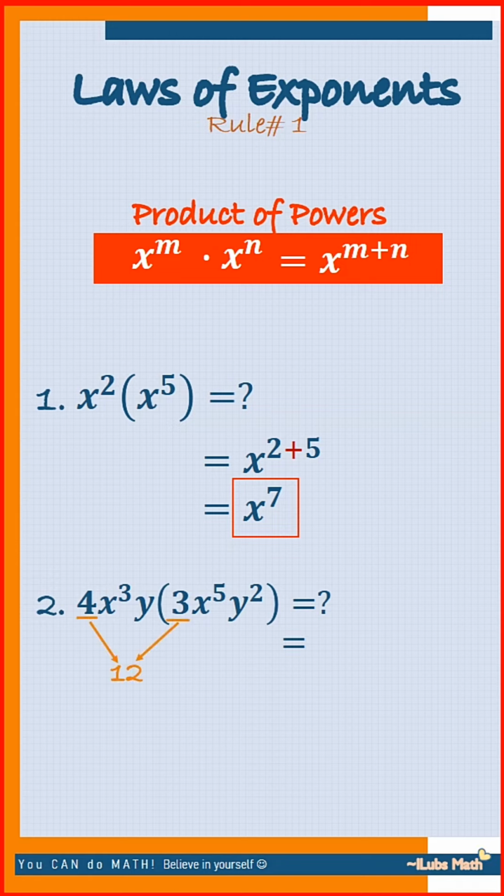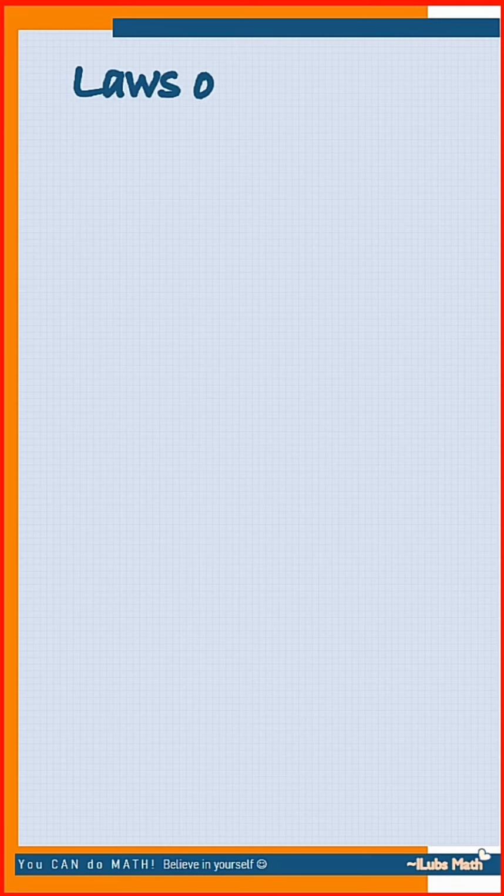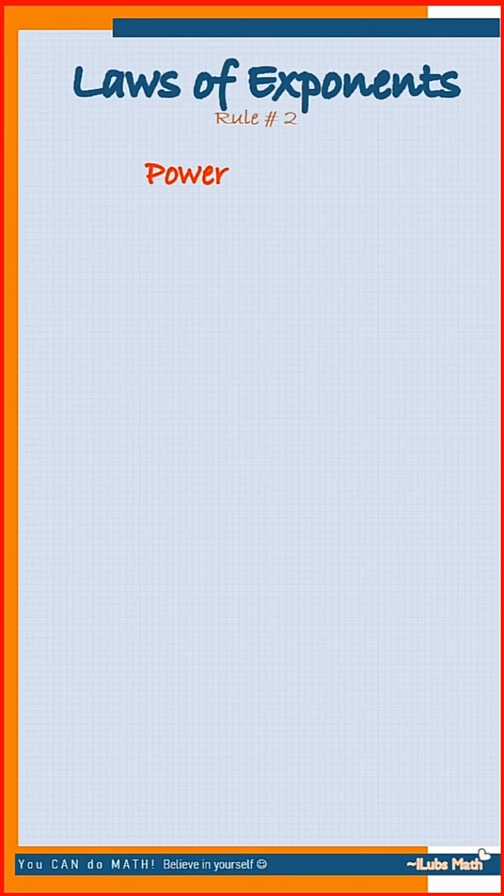Next, of course, constant times constant. 4 times 3 is 12, and then we have x to the power of 3 plus 5, y to the power of 1 plus 2. We have 12x to the power of 8, y cubed. Laws of exponents, number 2.